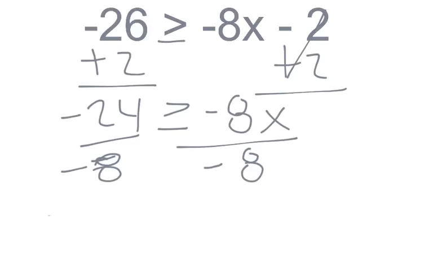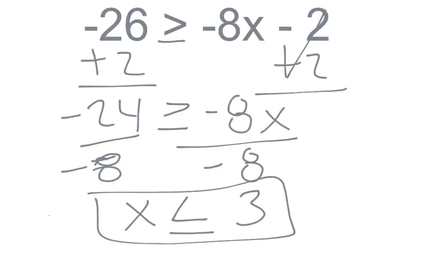And your answer would be x less than or equal to 3. We switched the symbol for our final answer because, since we divide by a negative, we have to change the sign to less than or equal to 3.